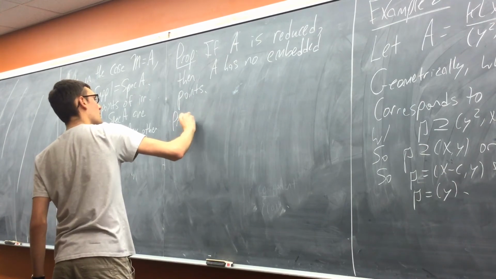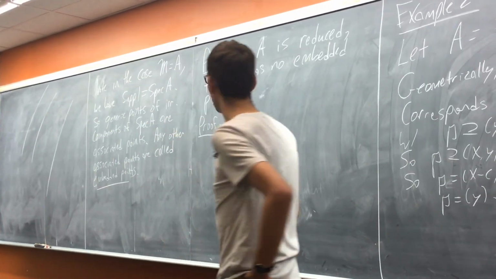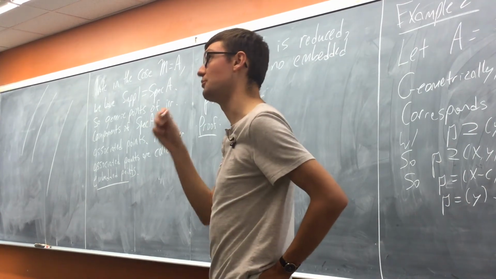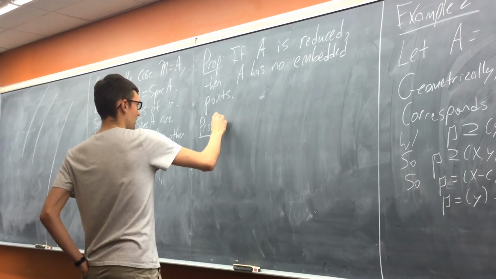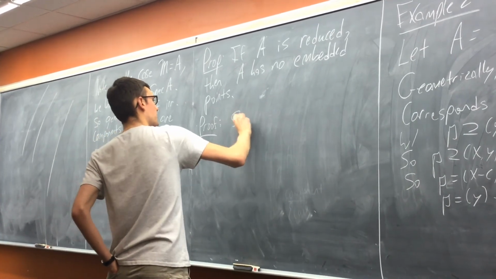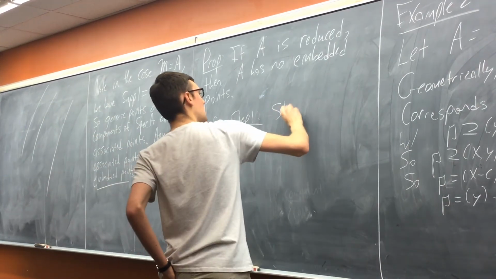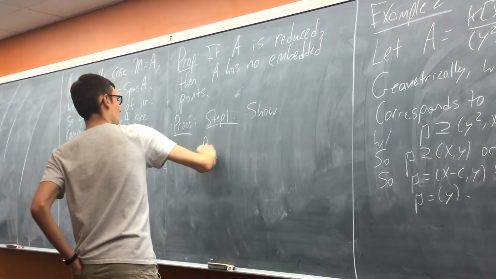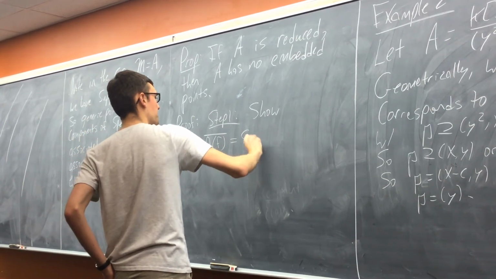Remind me what reduced means. Remind you of what? What reduced? Reduced means there's no nilpotence in the ring, no non-zero nilpotents. Okay. So step 1 is to show that the closure of D(f) gives the support of f.